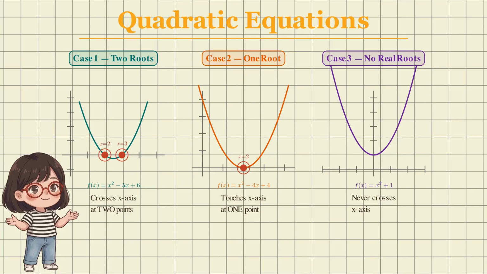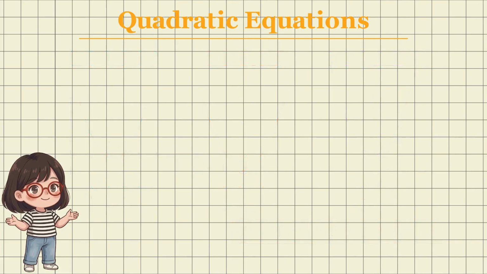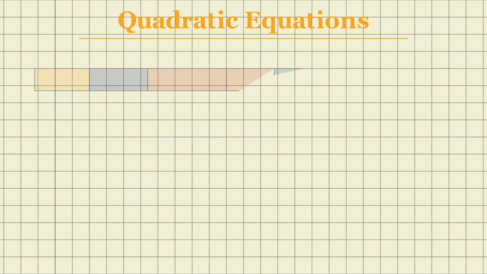Now, what if you don't want to draw the graph every time? What if you just want a quick answer? That's where the discriminant comes in. Delta equals b squared minus 4ac. This one little formula tells you everything.